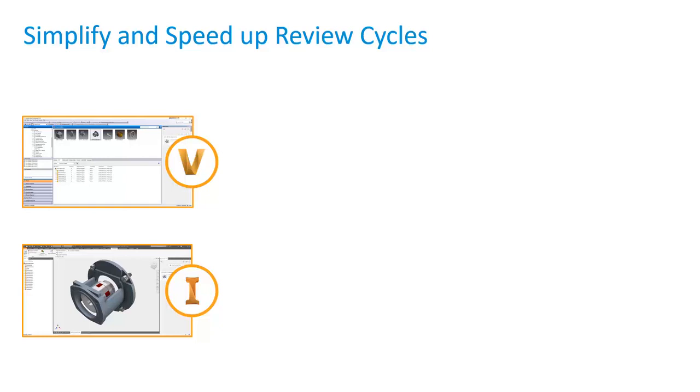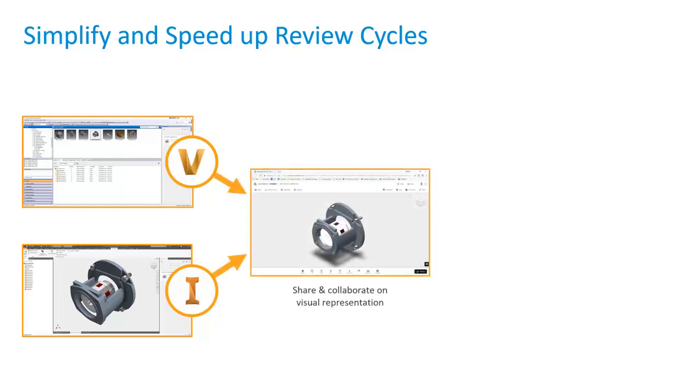Now, if it's a 2D or a 3D, it doesn't matter. You can share the view. This renders the files out and sends it out to a web page. This is Autodesk Viewer. And then you get a link.